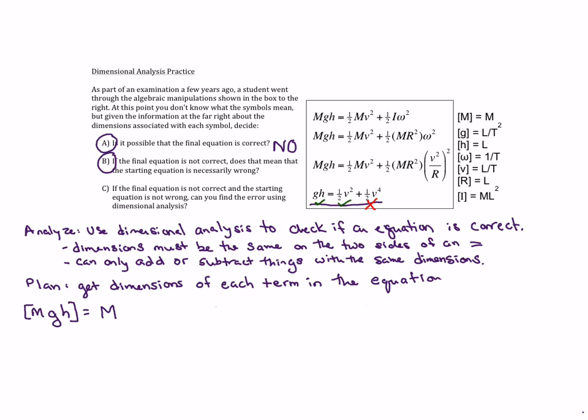So M has dimensions of mass, which is funny because it just looks like itself. G we've already worked with, has length divided by time squared, and H we've also already worked with, it just has a length. So then what that gives us is when we multiply it all out, we get a mass, a length squared in the numerator, and time squared in the denominator. And so we have the units of the term on the left-hand side are mass times length squared over time squared. So this could be like kilograms meters squared per second squared. All right, let's do the next one.